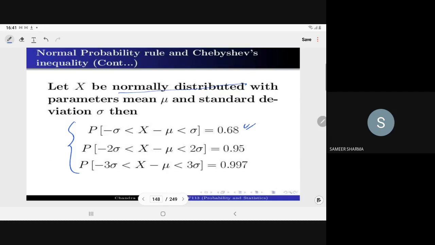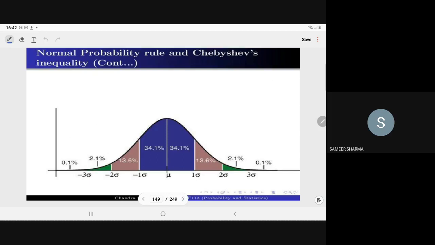Within two standard deviations, the value is 0.95. Within three standard deviations, the value is 0.997. This means the observed value of X, approximately 68% of observed values always lie within one standard deviation. Around 95% of values always lie within two standard deviations, and 99.7% of observed values always lie within three standard deviations.